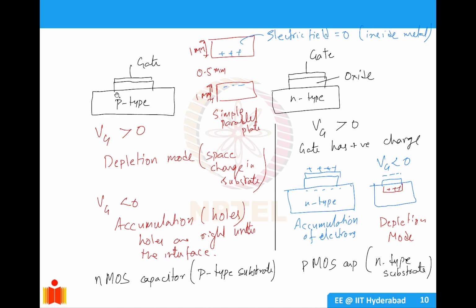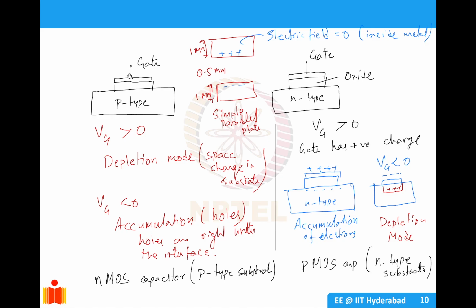These negative charges are not coming from electrons, because electrons are minority carriers, so you don't have electrons in your semiconductor, and there is no movement of charge carriers between your metal and your semiconductor because of this insulating layer. So these negative charges are coming from the dopant ions. It's called space charge, and it is not movable.